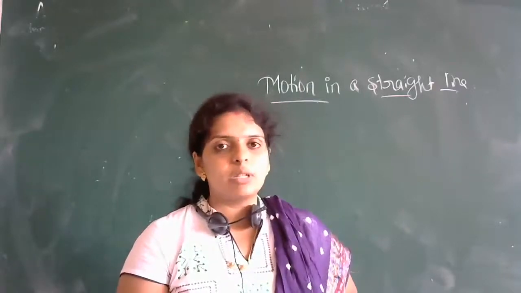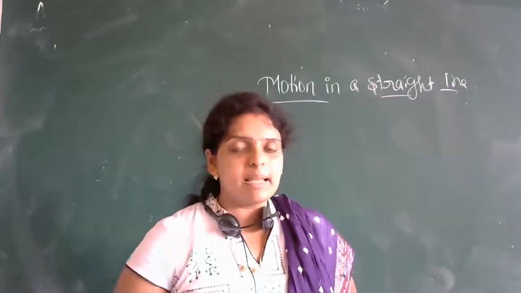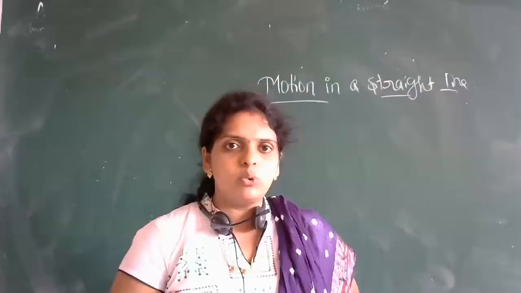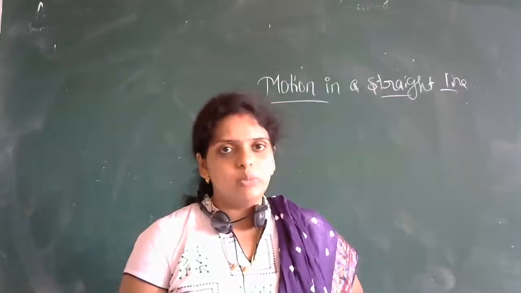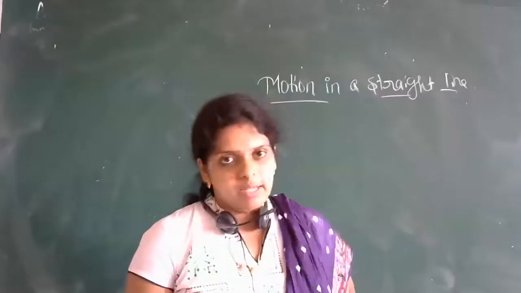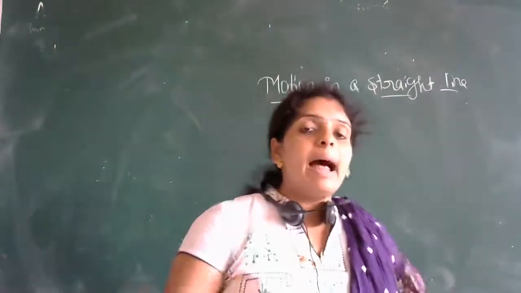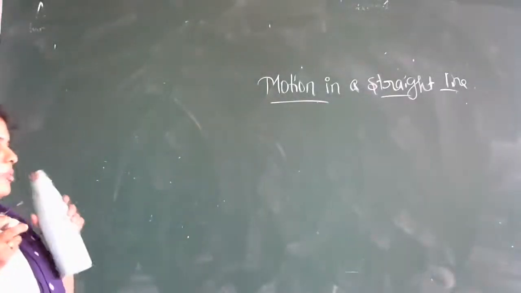Equation of motion, in the sense, in school you have studied S = ut + 1/2 at². Then v² - u² = 2as. Then you have v = u + at. We are going to derive these equations. That one part is important for 5 marks, and the nature of the graph is also important.